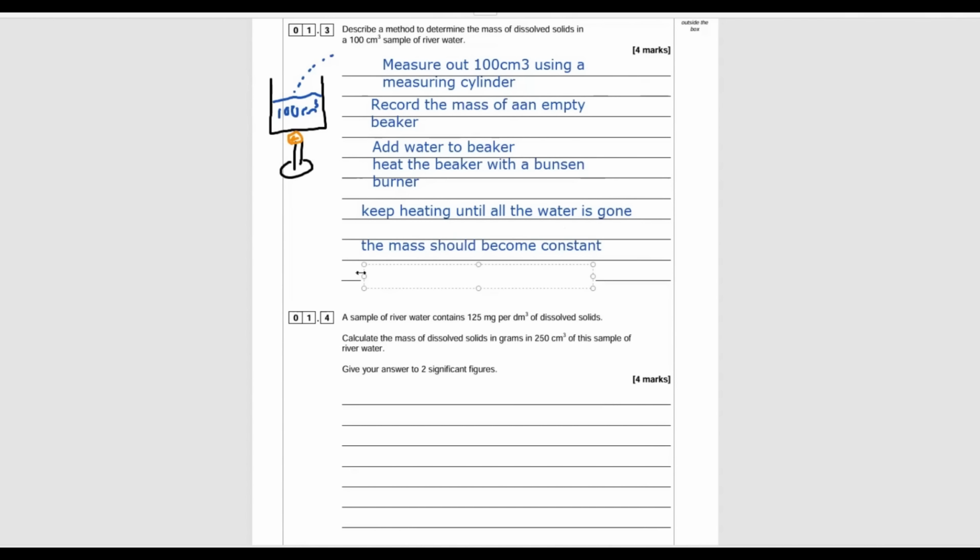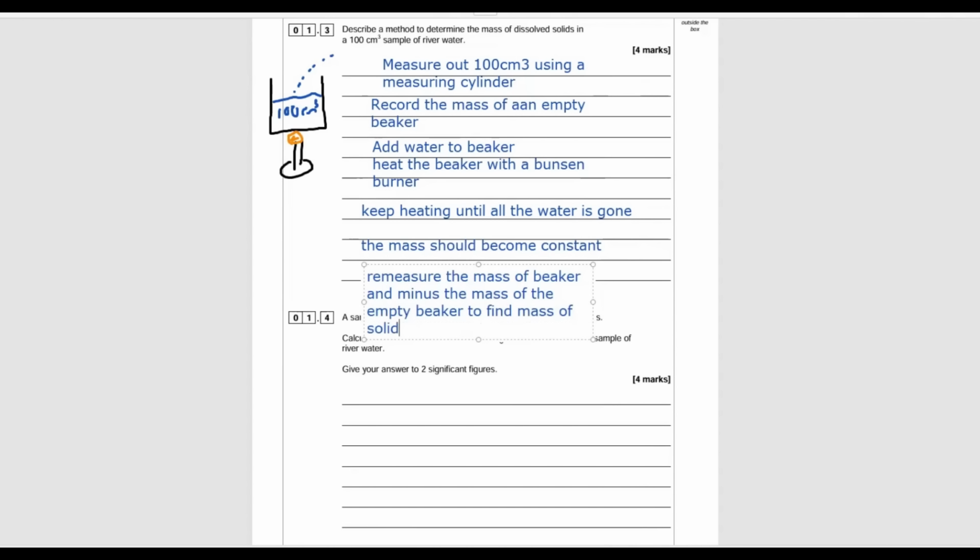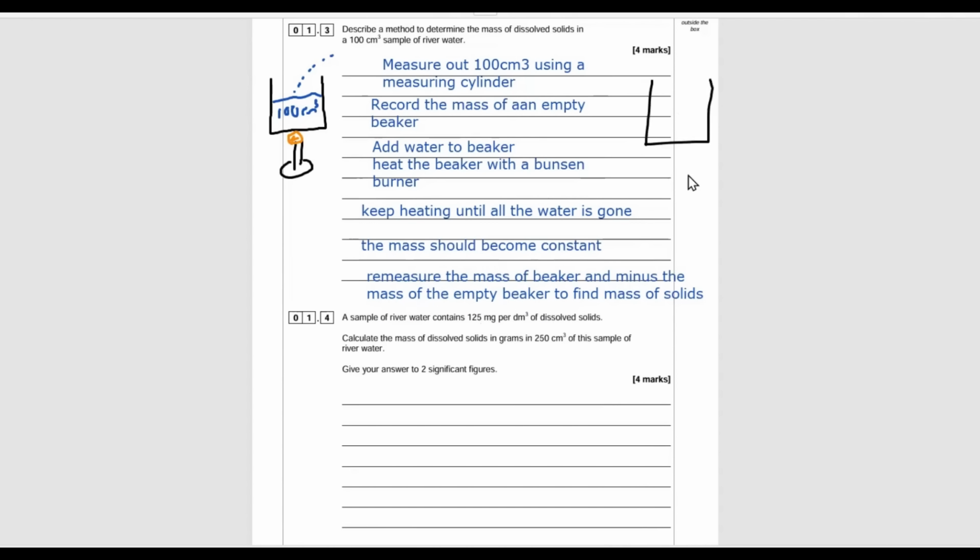Okay, now what we want to do is measure the mass of the beaker and minus the mass of the empty beaker to find the mass of solids. So you might think, again, let me just visualize that for you if you like it visualized. So what I'm saying is we recorded the mass of the empty beaker. Do you remember we said at the start, record the mass of the empty beaker?